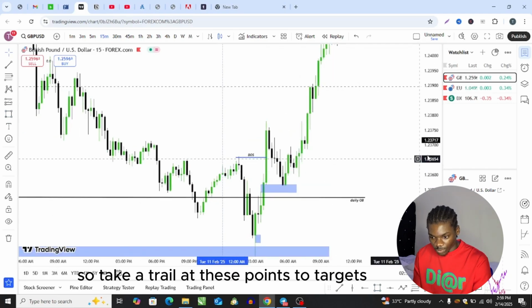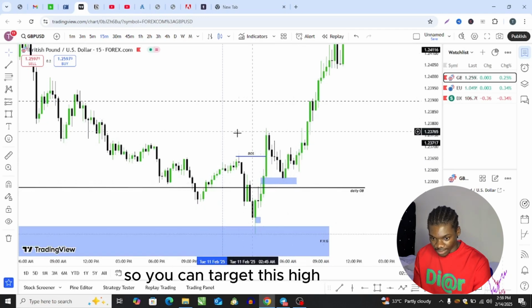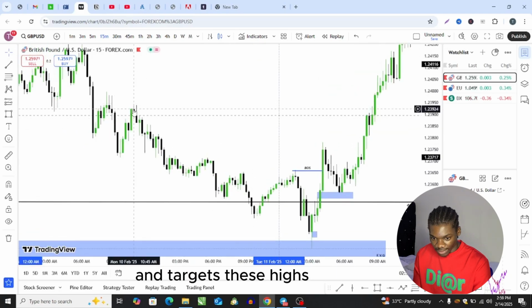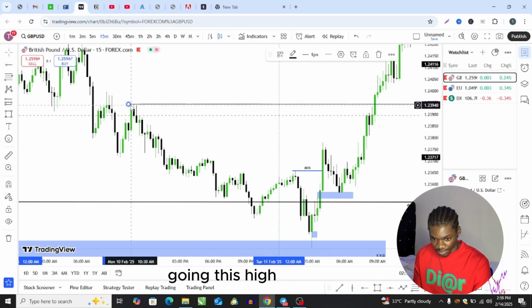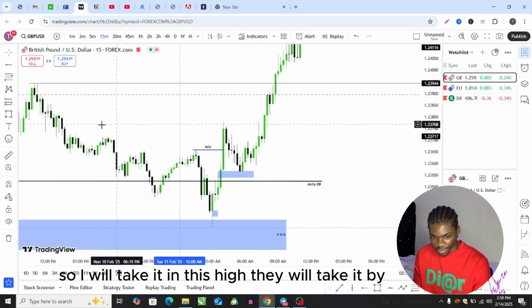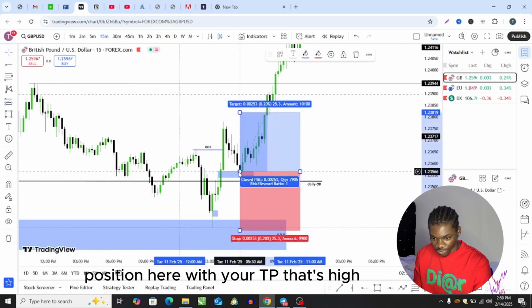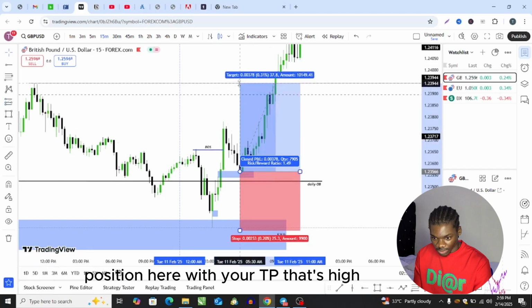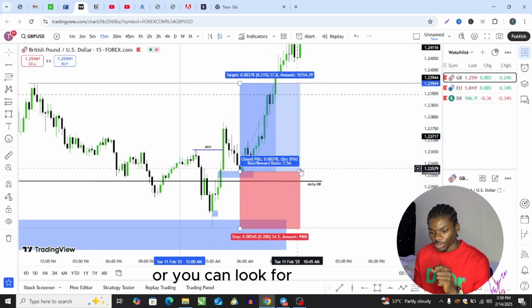So we'll take a trade at this point to target where this is a high that has already been created. So you can target this high, or you can move to the left side and target these highs. So either this high or this high. So I will be targeting this high. Then we'll take a buy position here with your TP at that high, and your stop loss can be at this low.